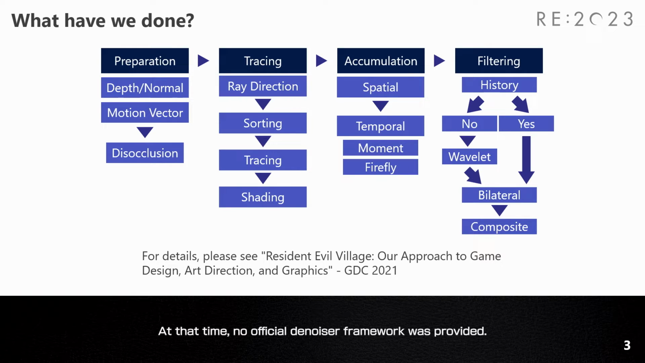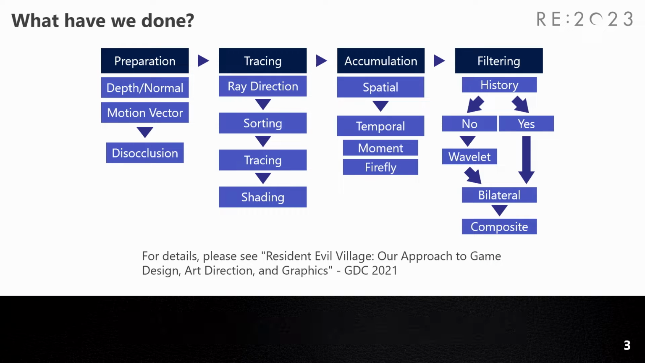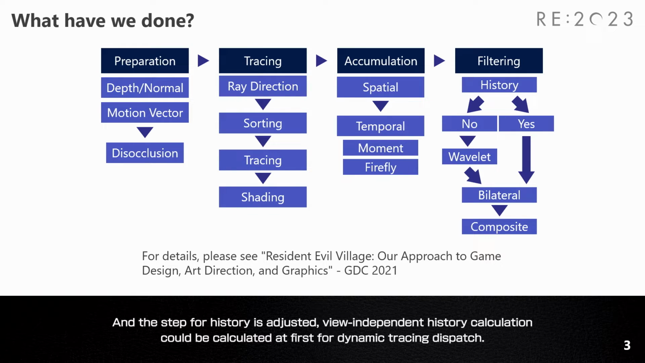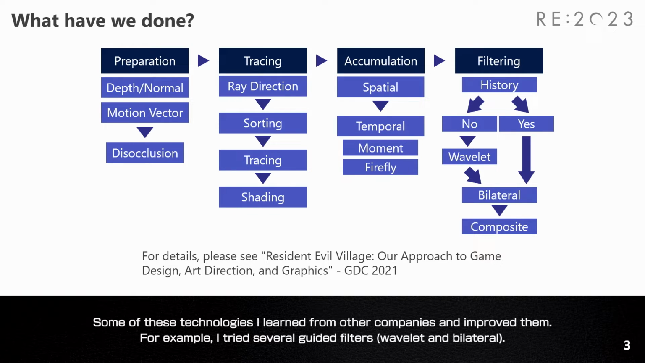At that time, no official Denoiser framework was provided. I researched and invented some of the methods, like the indirect dispatch for wavelet filter, which saves more than half of the cost of Denoiser. And the step for history is adjusted. View-independent history calculation could be calculated at first for dynamic tracing dispatch. Some of these technologies I learned from other companies and improved them.